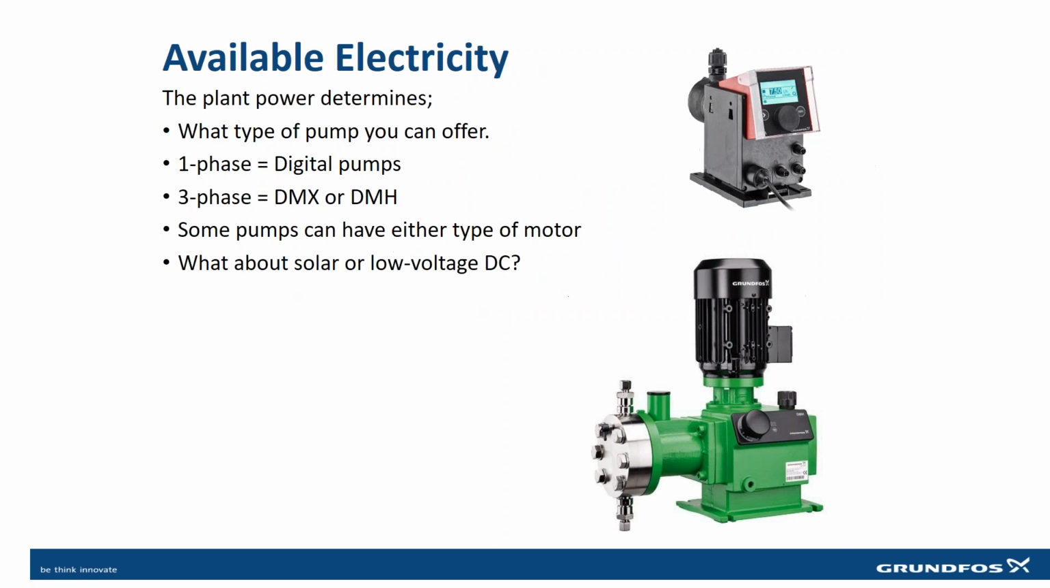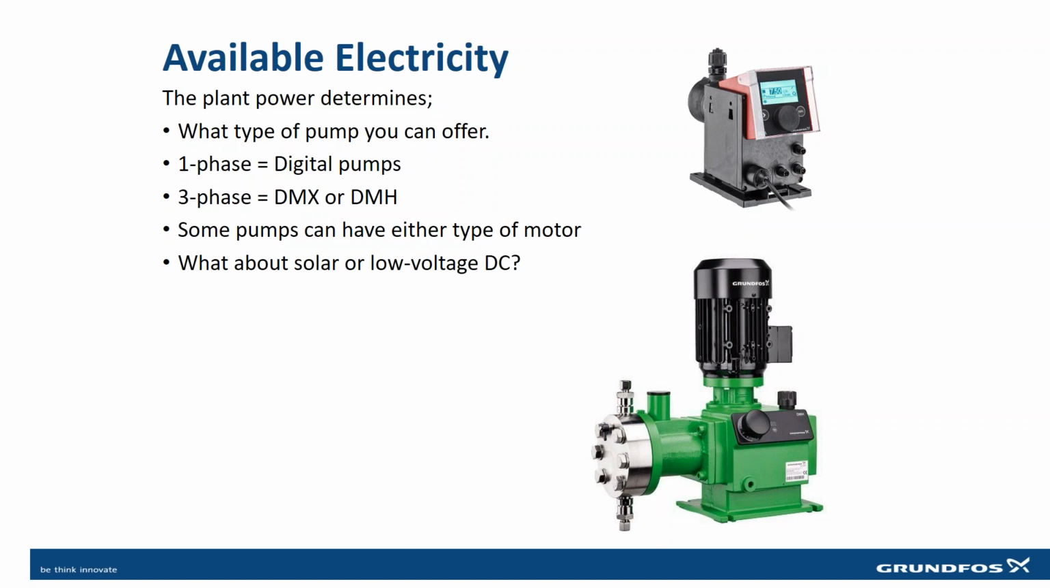Available electricity. The plant power determines what type of pump you can offer. Digital pumps only come in single phase, so all the pumps with a LCD screen on them cannot be purchased in three-phase. Three-phase pumps, our DMX, DMH mechanical range, can be bought in three-phase in certain sizes where the motors are small, below 0.37 kilowatt. They can be purchased in single phase as well, so there are different types there.